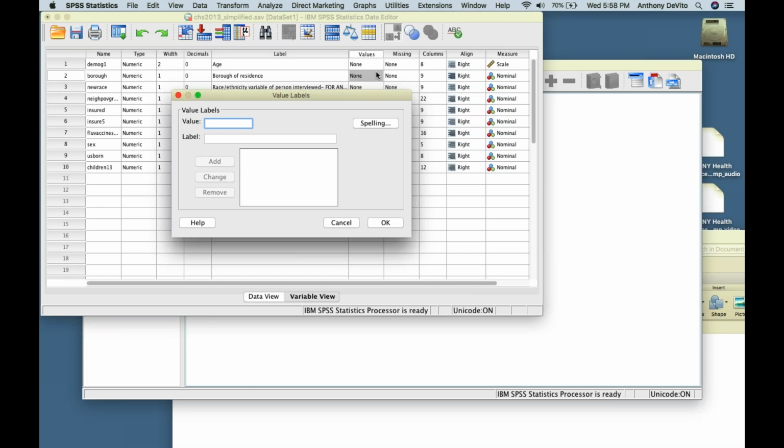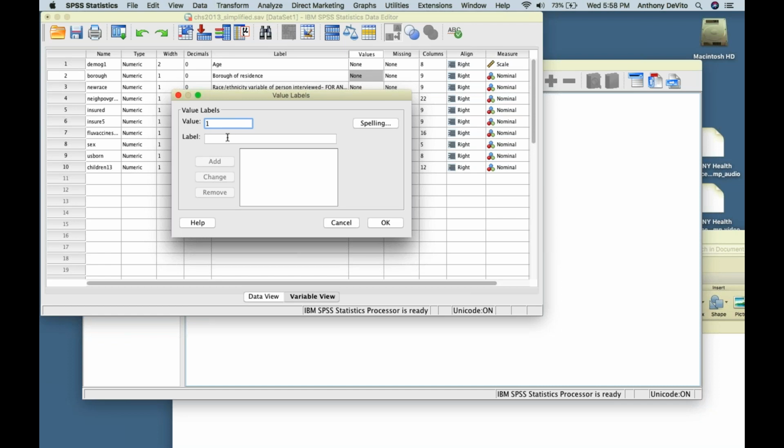Now, the information as to which borough was number 1, 2, 3, 4 on this particular survey is in a code book. It's a book that describes each variable and tells you, if the person's from Brooklyn, put in the number 1. If the person's from Manhattan, put in number 2, and so on. For the moment, we don't have that. I don't want to go searching around for it. So we're just going to make believe that we know what the values are.